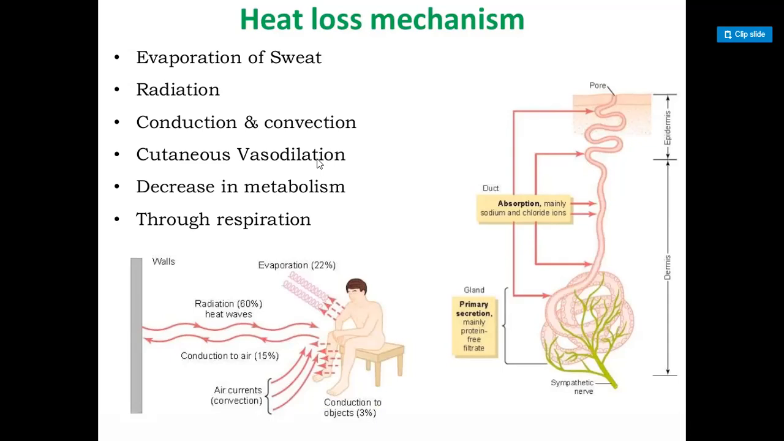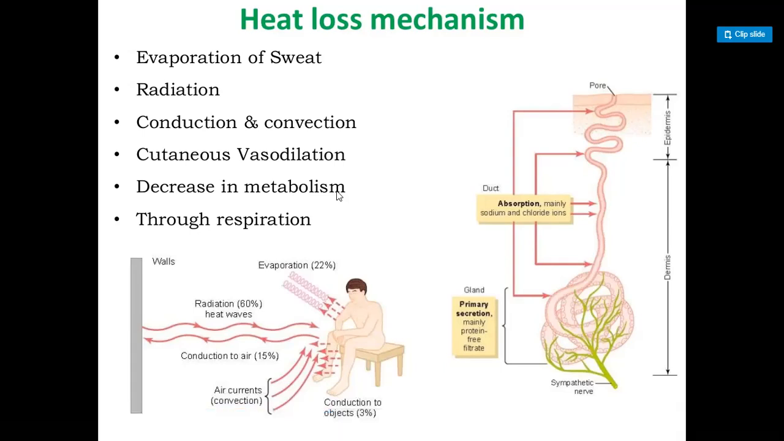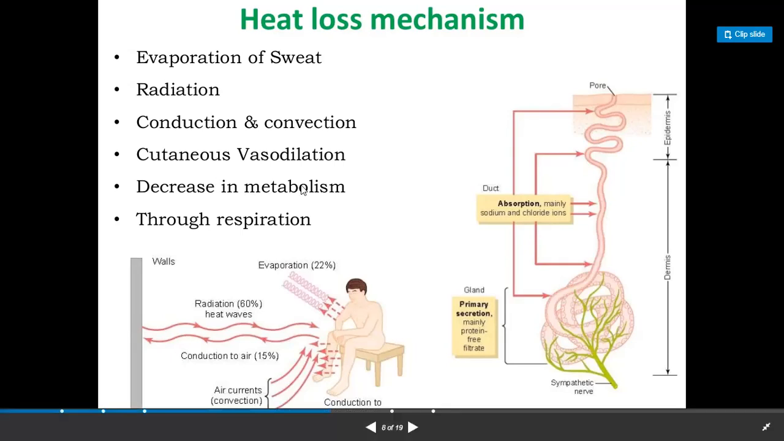So vasodilation. Then there is decrease in metabolism. So what does that mean? It means that we need to stop the secretion of thyroxine. Yes, we need to stop the secretion of epinephrine because they will help decrease metabolism.